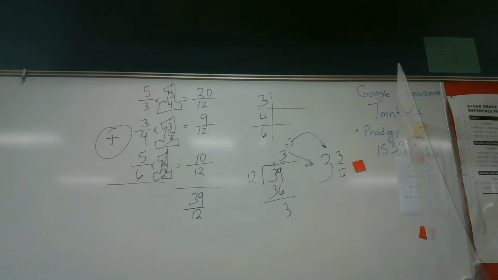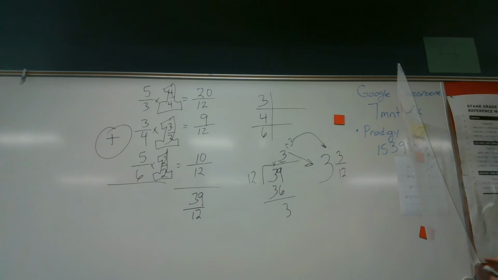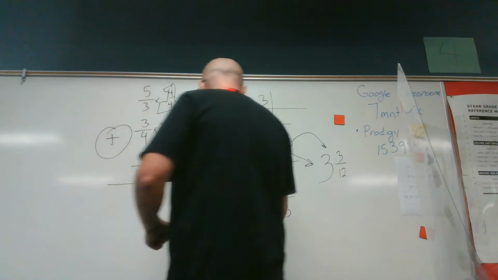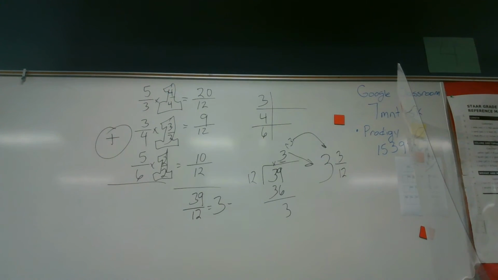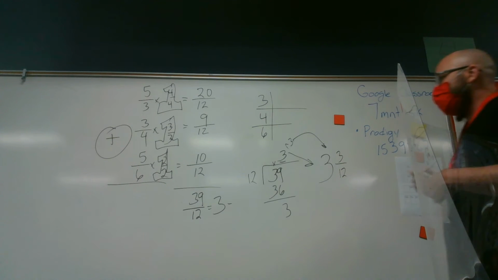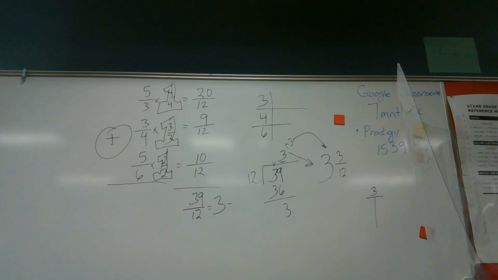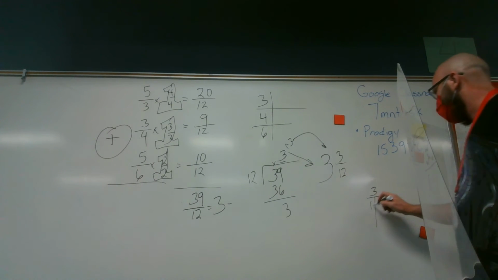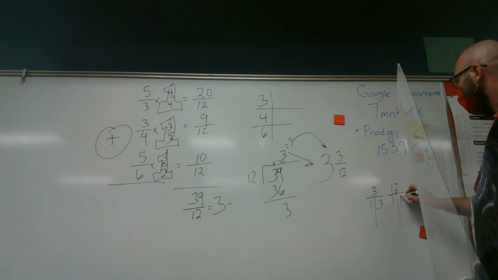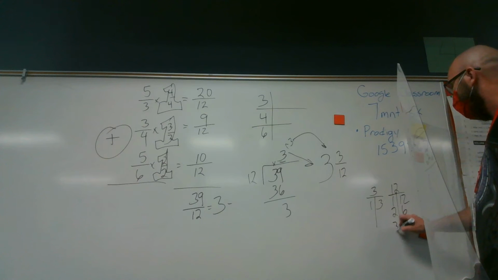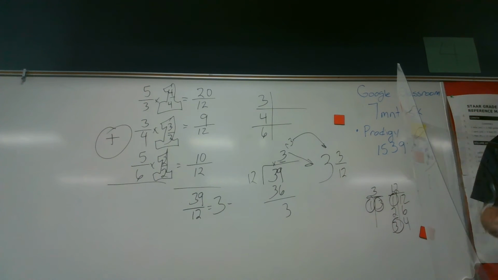But wait, there's more. I need to simplify 3/12. My answer is going to have 3 as a whole number, because you don't simplify your whole number. So I got to find the factors of 3 and the factors of 12. 3 is a prime number, so it would be just 1 and 3. 12: 1 and 12, 2 and 6, 3 and 4. So they have a 1 in common and they have a 3 in common.